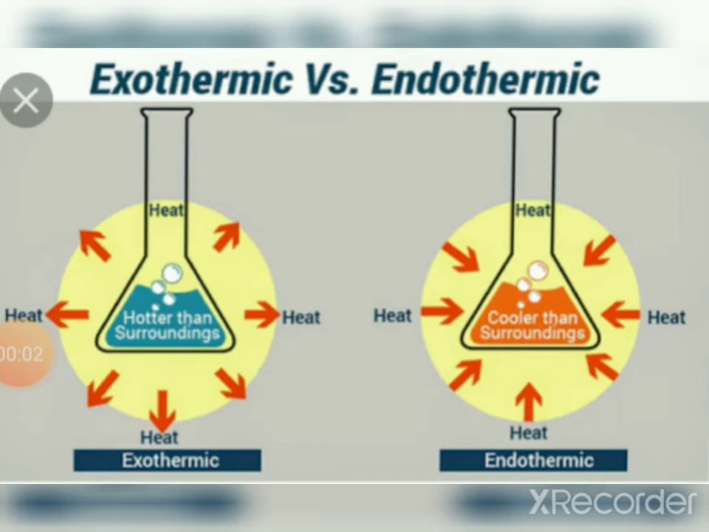Exothermic and endothermic reactions. When we study about chemical reactions, we come to know that there are two types of chemical reactions, one in which energy is released and the other in which energy is absorbed. A reaction in which heat energy is released along with the products is known as an exothermic reaction. See the diagram given on the left side. The arrows are pointing outwards, which means heat energy is released. Therefore, it represents an exothermic reaction.